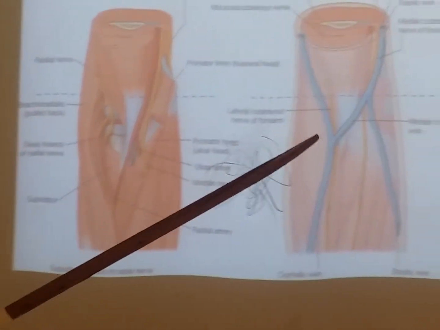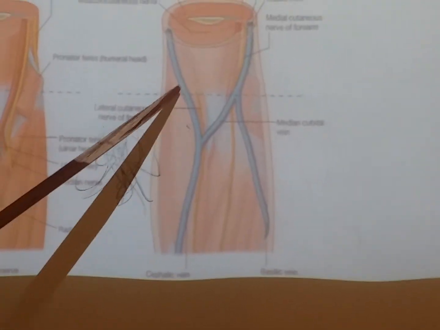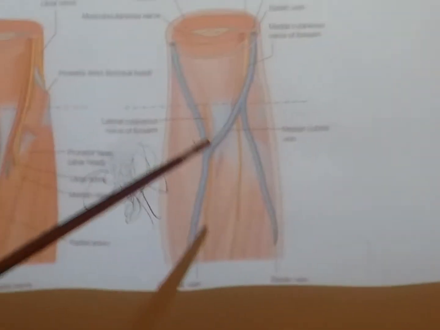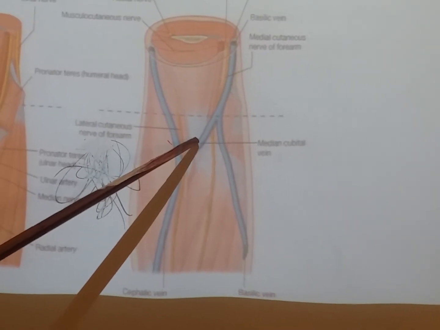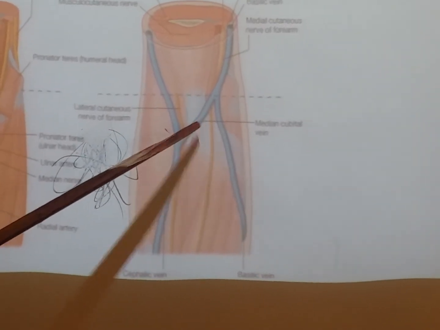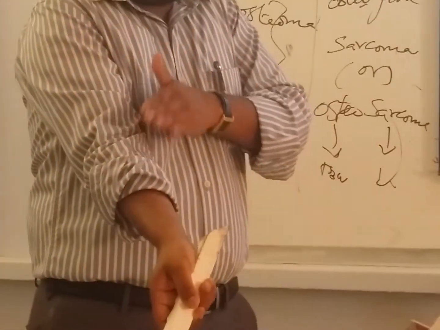And within the roof you have this vein. What is this vein, which connects cephalic and basilic? Median cubital vein. It runs anterior to this aponeurosis. Very important point: the median cubital vein runs anterior to the bicipital aponeurosis. That's why it is fixed.